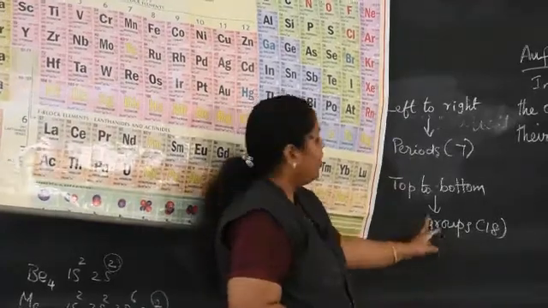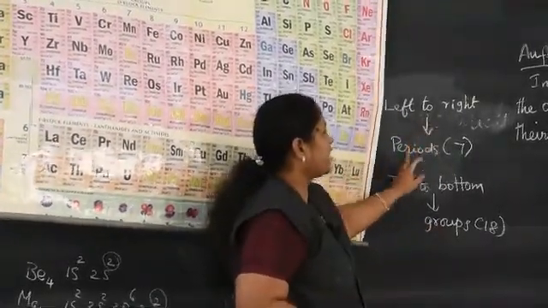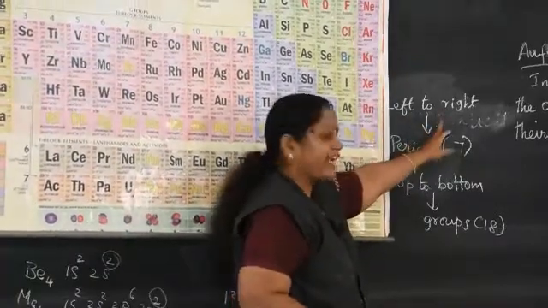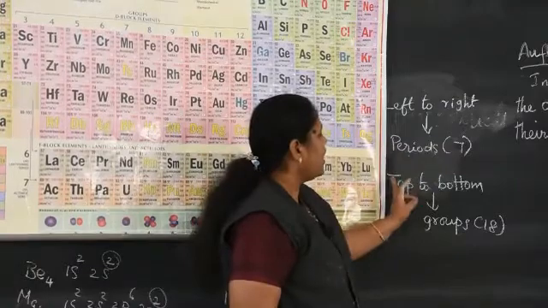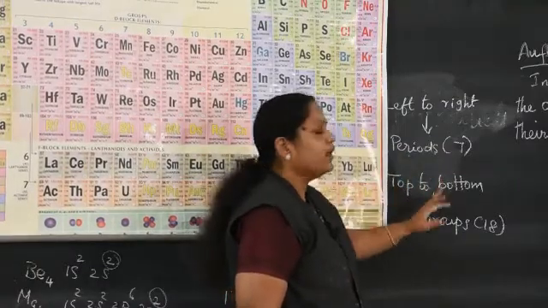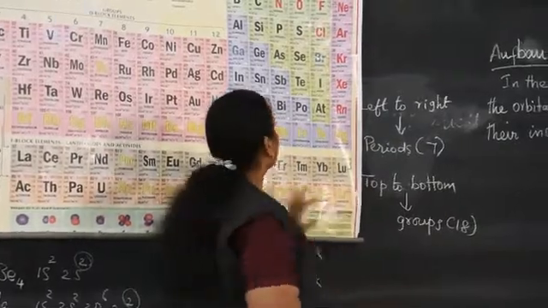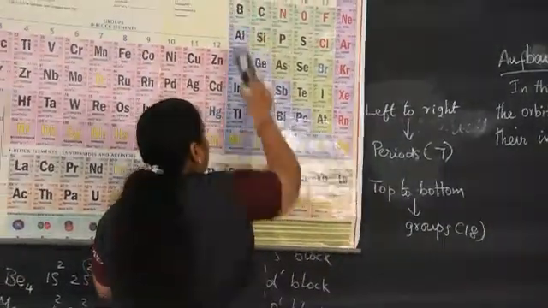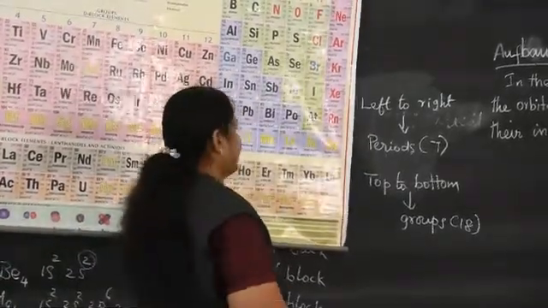A vertical column is called a group. Horizontal rows are called periods. When you move left to right, that is a period, the horizontal rows. When we move from top to bottom, that is called a group, a vertical column. So when we move from top to bottom down the group, metallic character increases.